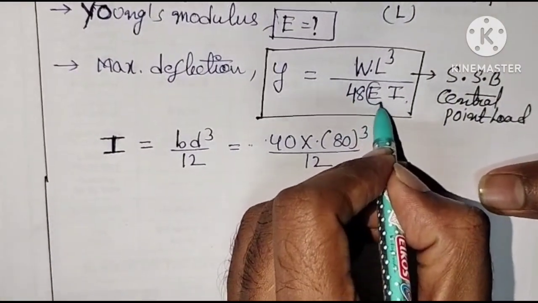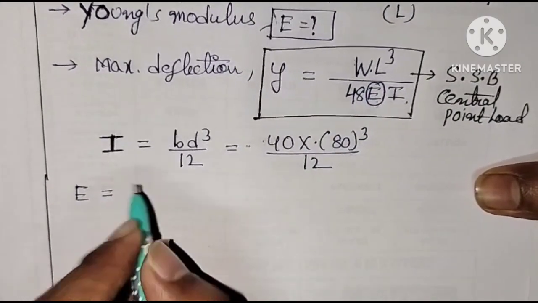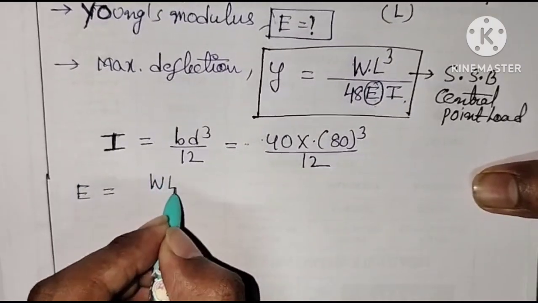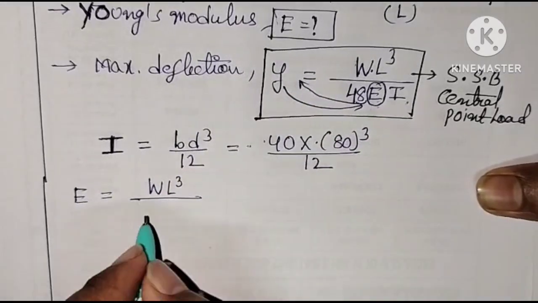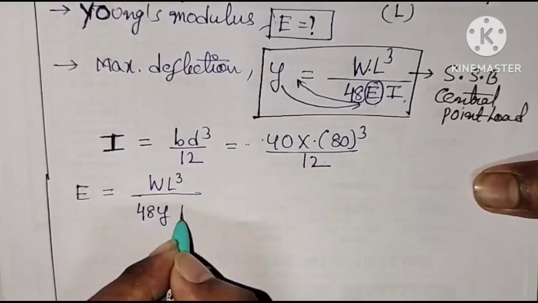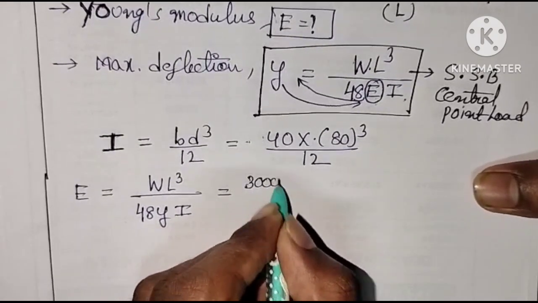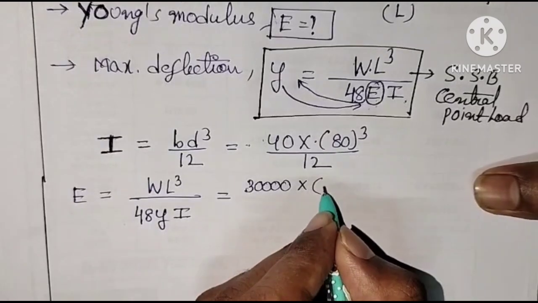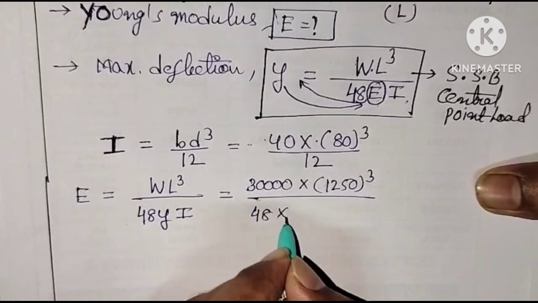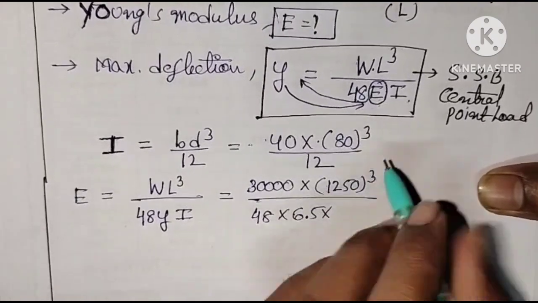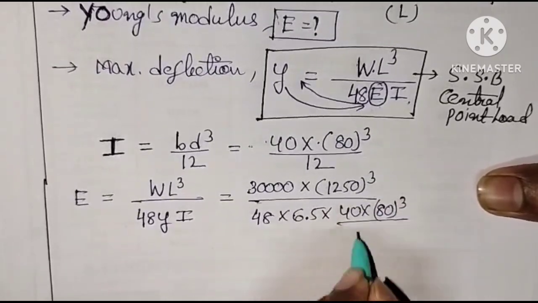Here the only unknown is E. We need Young's modulus, so this formula can be rewritten as E equals WL cube by 48 YI, just replacing the positions of Y and E. Now substitute W: 30,000 into L cube, 1250 whole cube, by 48 into Y 6.5, moment of inertia 40 into 80 whole cube by 12.